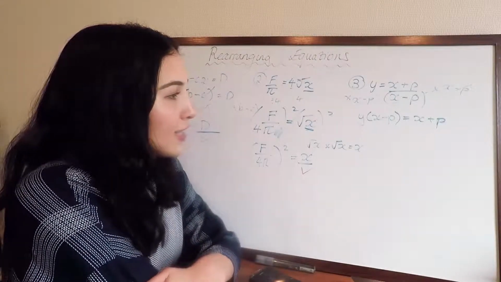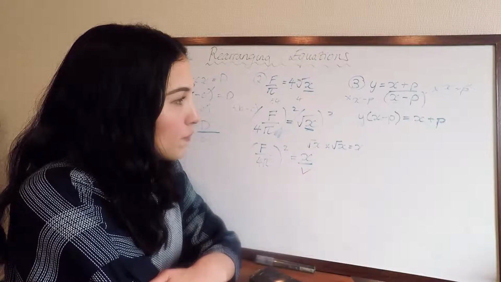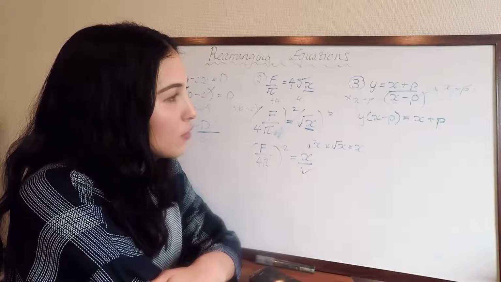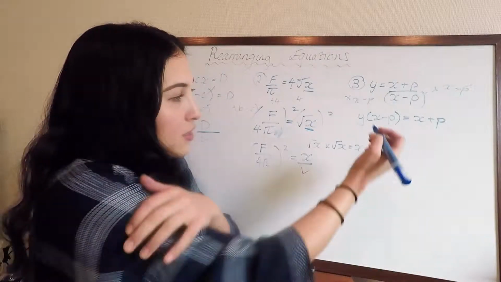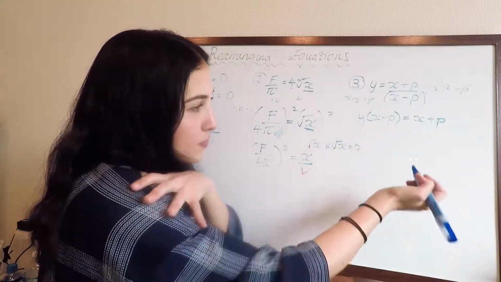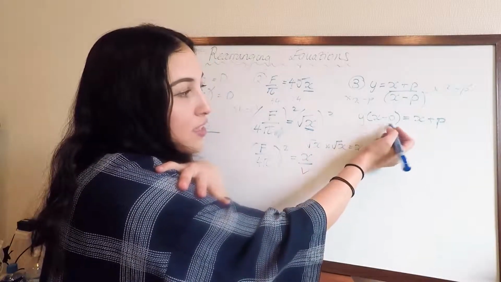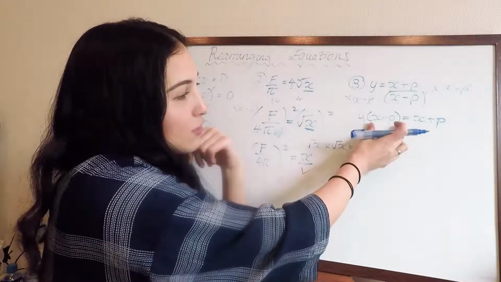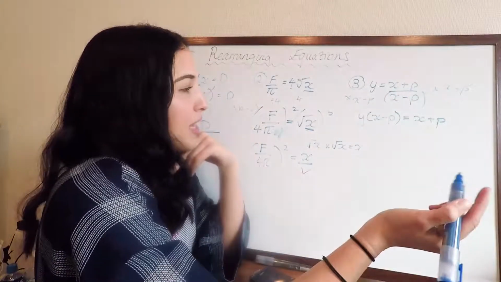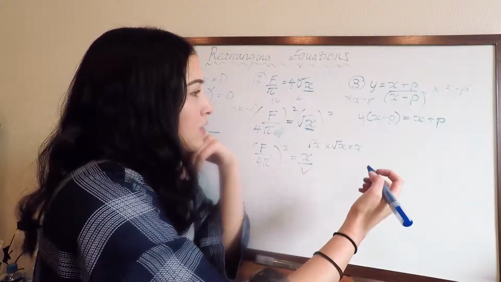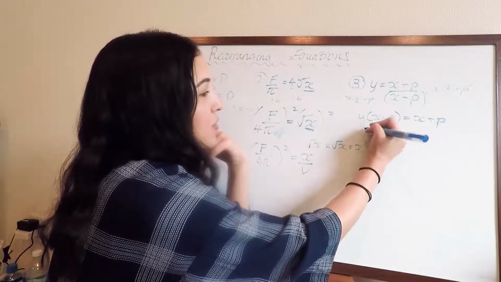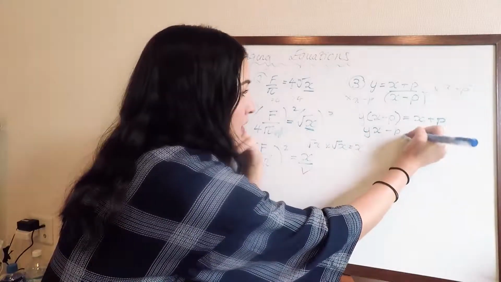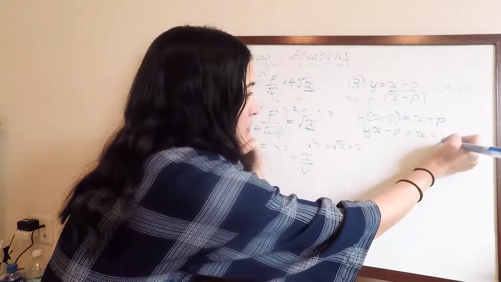Now we want to get all the x bits on the same side. What I would probably say at this stage is it would be best to multiply out this bracket, because this x is kind of locked into this bracket. We can't access it until it's been released. If we divide again, we're just going to end up in exactly the same place, and that's not really solving anything. So multiplying out these brackets, we get yx minus yp equal to x plus p.